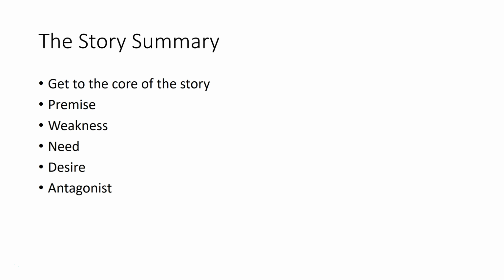However, the story summary is excellent at getting to the core of the story really fast. It contains 5 different elements: the premise, a weakness, a need, a desire, and an antagonist. The premise is the part of your story summary where you actually tell people what the story is about, or in this case tell yourself what the story is about.